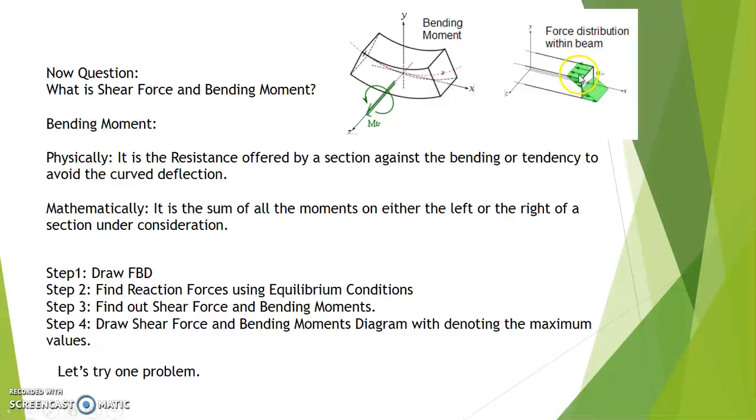Next, I was telling you about bending moment and the bending mechanism. Here you can see just the mechanism. What is the actual mechanism? One part above the neutral axis will always be in compression, and the other part will always be in tension, due to this bending moment. Bending moment physically means the resistance offered by a section against bending, or the tendency to avoid curve deflection. So it will become curved, and in that process it will generate some resistance.